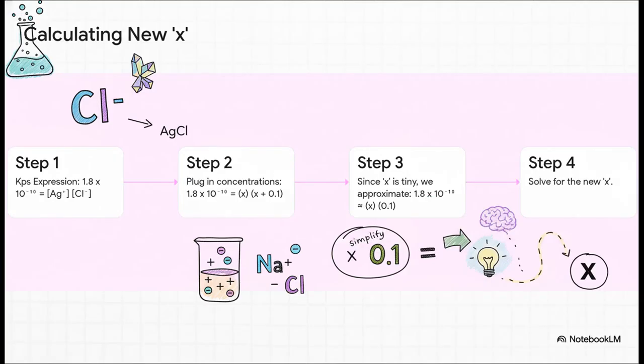Let's look at the math again. The KSP expression itself doesn't change. But this time, that chloride concentration isn't just x anymore. It's x from our AgCl plus the 0.1 molar that was already in the water. Now here's a nifty little chemist trick. We know from our first calculation that x is going to be microscopic compared to 0.1. So we can just approximate and say that x plus 0.1 is, well, it's basically just 0.1. This makes solving for our new x super simple.